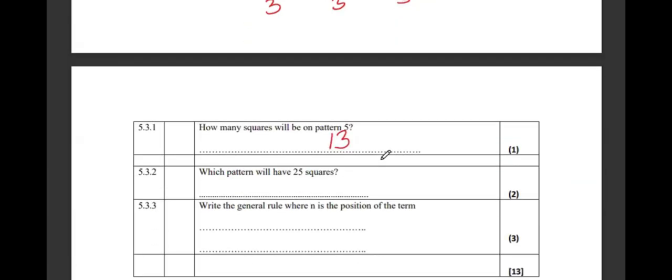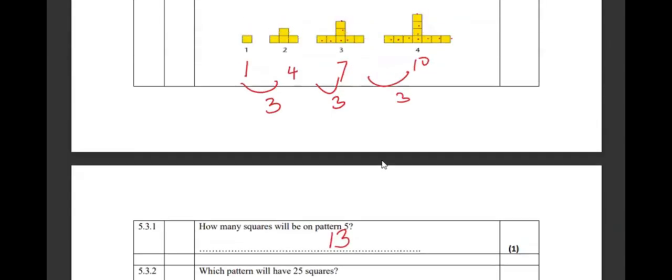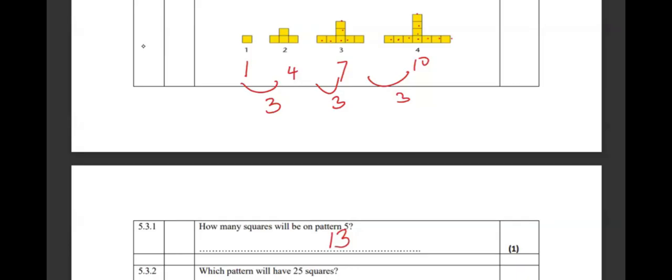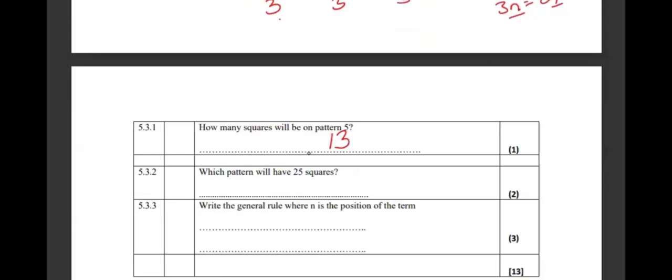Then which pattern will have 25 squares? Okay, let's get the rule and see. So that's going to be 3n, 1 minus 3 is minus 2. Okay, we are equating it to 25. Move the 2 that side. 3n is going to be 27, divided by 3, which is going to be pattern number 9.